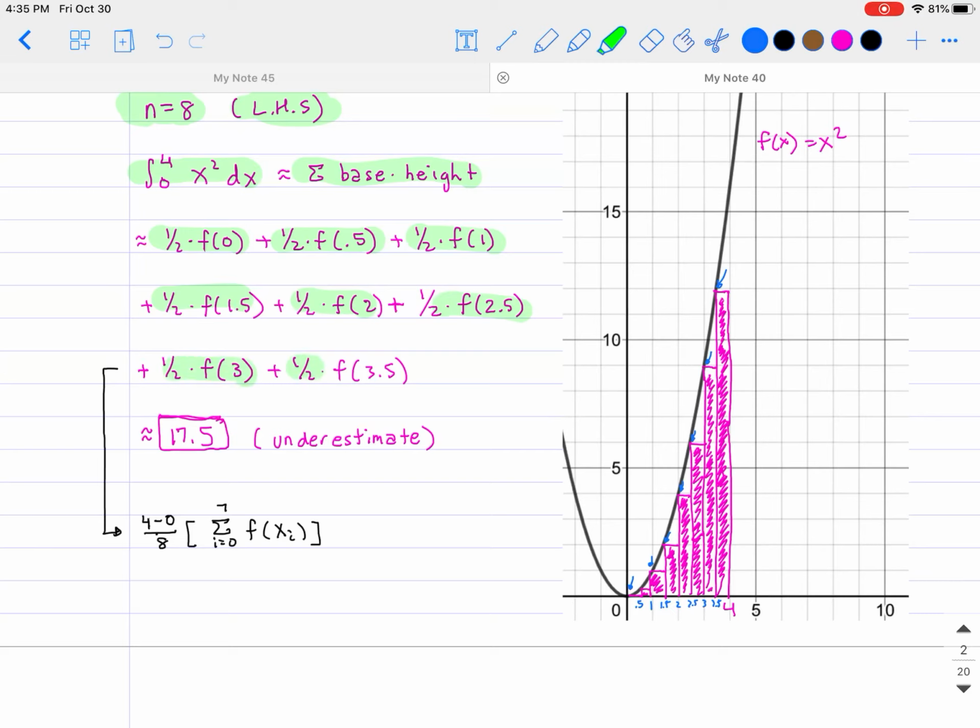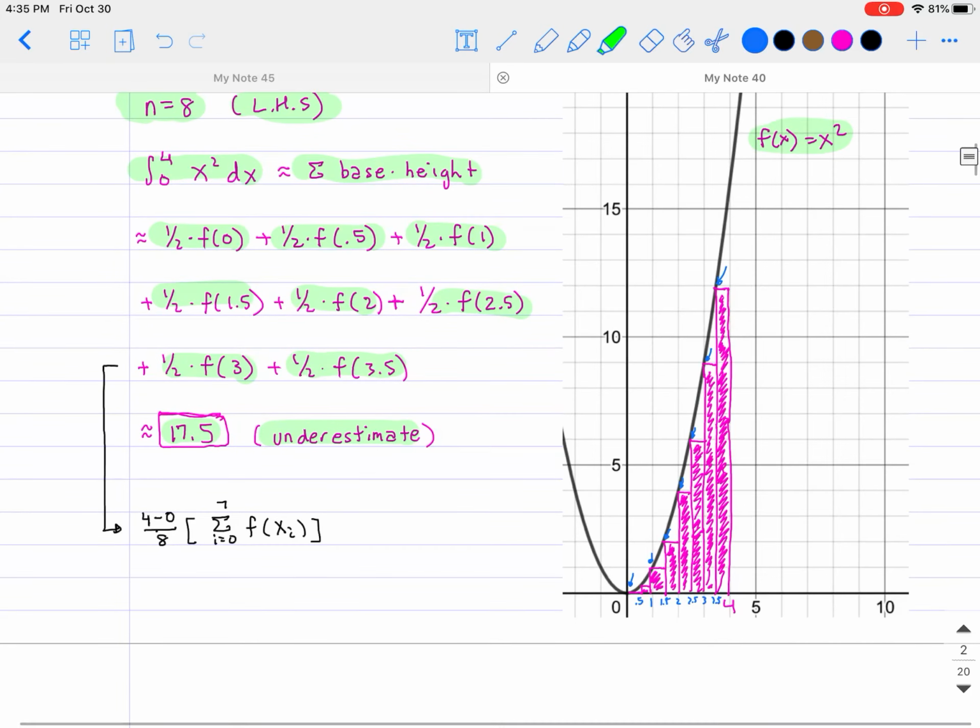So here it is: 1/2 times f of 0 plus 1/2 times f of 0.5 plus 1/2 times f of 1, and so on and so on, all the way to the last partition, which is 1/2, the base once again, times f of 3.5, because that's the height. So when we add them all up numerically, and by the way, f of x is still my function right here, the total in this case is going to be 17.5, which is definitely a lot better than the previous one. This is still an underestimate though, because if you notice, the rectangles are always going to be under the curve in this case, right?